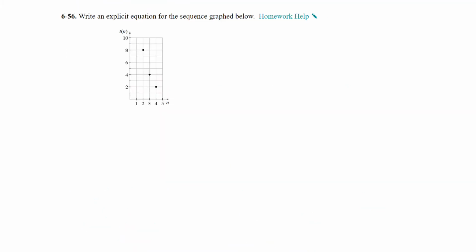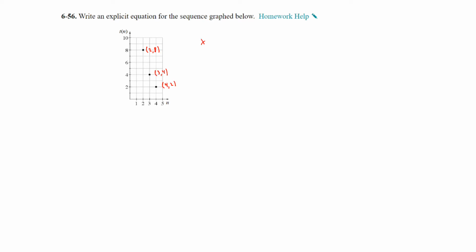Question 56. Write an explicit equation for the sequence graphed below. Well, when we graph, we need to know what kind of sequence it is. Is it arithmetic? Is it geometric? So let's start by just labeling what these points are. So this is the point 4, 2, 3, 4, and 2, 8. And I probably should start with point 2, 8, but either way, it doesn't matter.